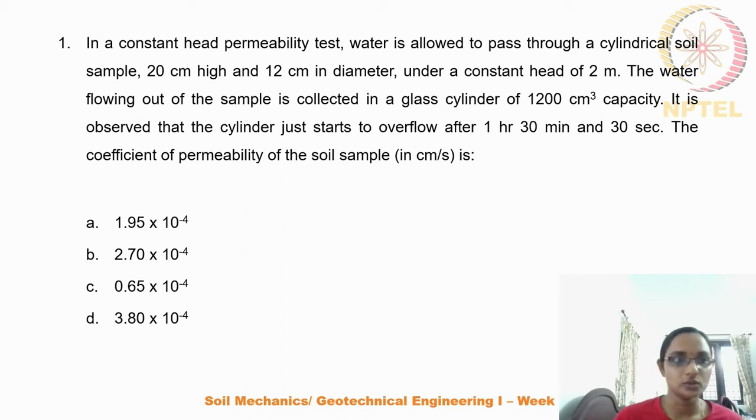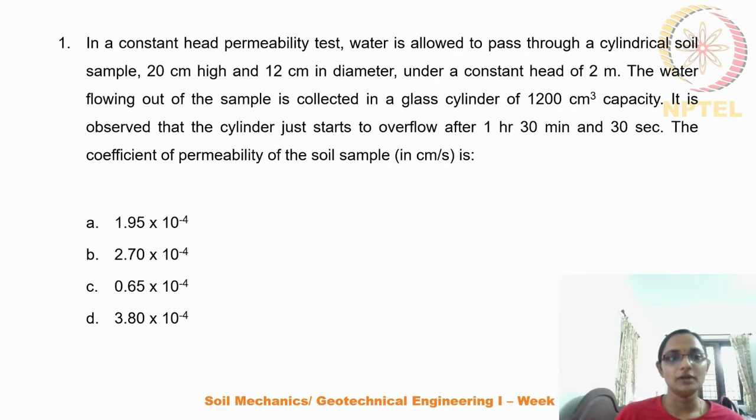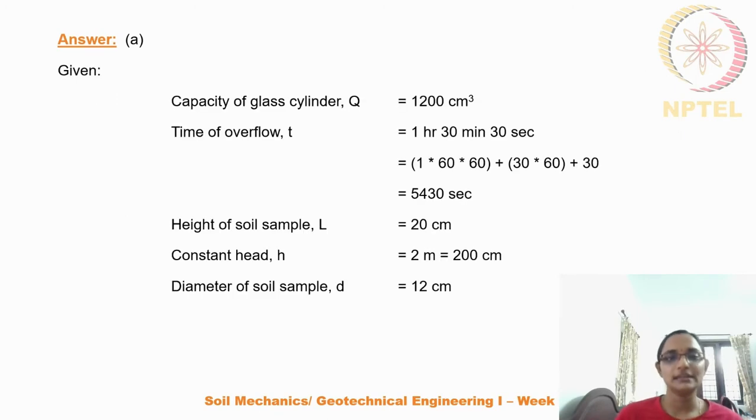All right, I'll solve it. So let's see. The answer is option A, 1.95 into 10 raised to minus 4 centimeter per second. We'll see how. We are given that the capacity of the glass cylinder used to collect the water flowing out of the sample is 1200 centimeter cube. Time of overflow is 1 hour, 30 minutes, 30 seconds, or 5430 seconds. That is the total time required to fill that glass cylinder.